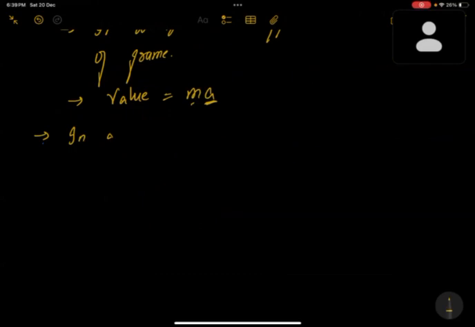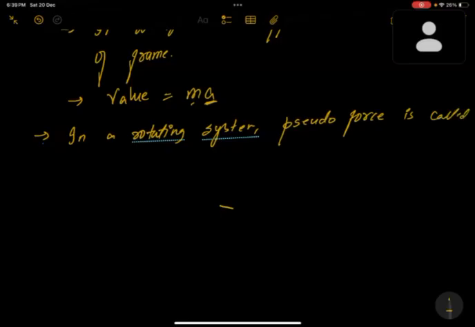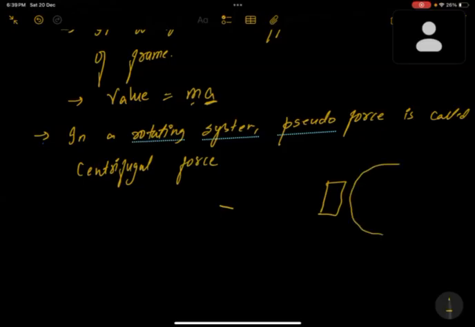So in a rotating system, as you can see, when you take a turn, you are rotating. In a rotating system, that pseudo force has a name, and it is called centrifugal force. Like if this is a car and you are taking this kind of turn, the person inside the car feels some force exerting outwards. This force is centrifugal force.